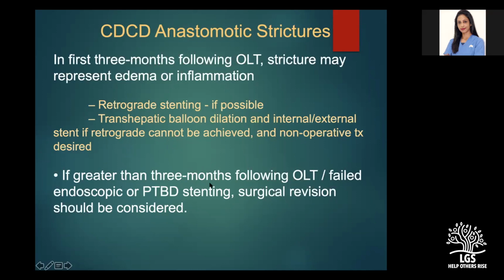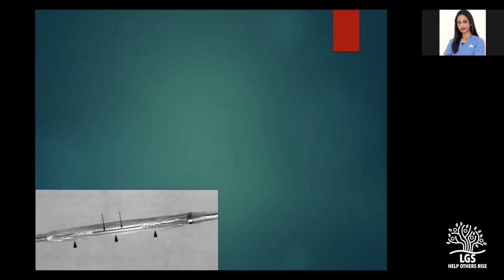Now, if it is greater than 3 months following liver transplantation, or if it's a failed endoscopic or PTBD stenting, then obviously at that point, surgical revision should be considered. But if it is less than 3 months, usually we end up going in and trying to do our bit there. And that is with regards to the duct-to-duct anastomotic strictures.